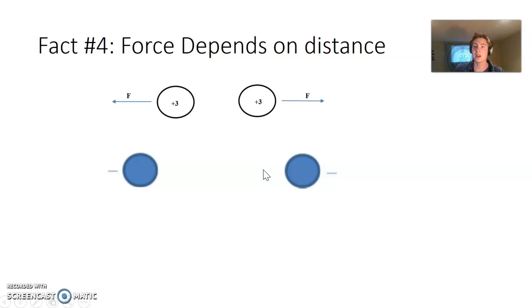Okay, and finally, when we talk about forces, the force depends on distance, right? If we actually drew out the forces and what they looked like right here, we could see that this force is very small in comparison to how large this force is, because these two objects are much farther apart. So things that are close together will either be really attracted to each other or really repelled from each other. And if they're far away, that force dwindles.